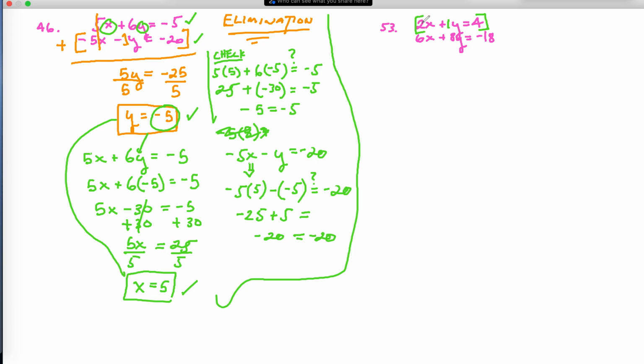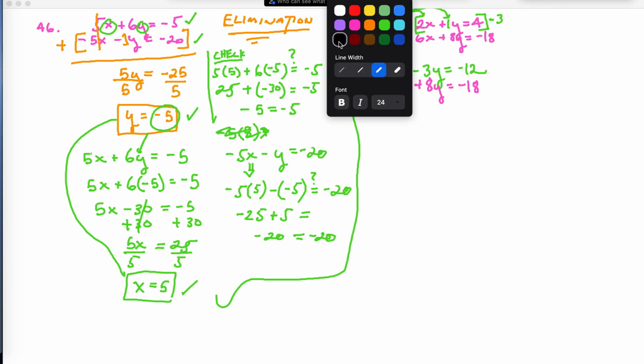But I could make this 2 a negative 6 by multiplying by negative 3. And if I multiply by negative 3 on the left-hand side, I gotta multiply by negative 3 on the right-hand side. I distribute the negative 3. I'm gonna get negative 6x minus 3y equals negative 12. And now I have a new equation, and I just rewrite the bottom one. 6x plus 8y equals negative 18.